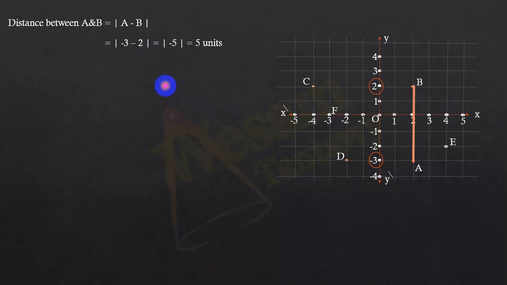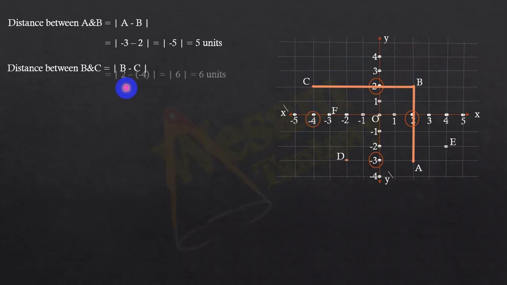Let's do it again. To find the distance between the 2 points B and C, let's draw a line between them, and we notice that they are parallel to the x-axis. Then in this case, we need to find the projections of the points on the x-axis. The projection of the point B on the x-axis is 2. The projection of the point C on the x-axis is -4. Using our rule, B minus C means 2 minus -4, which is 6 units.